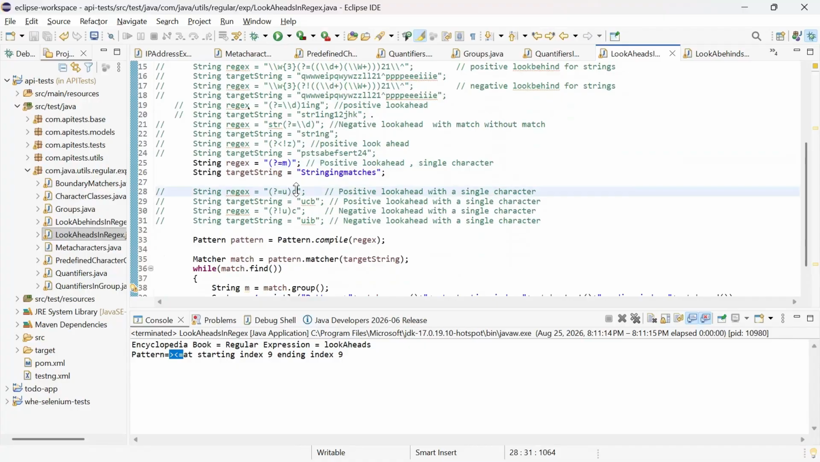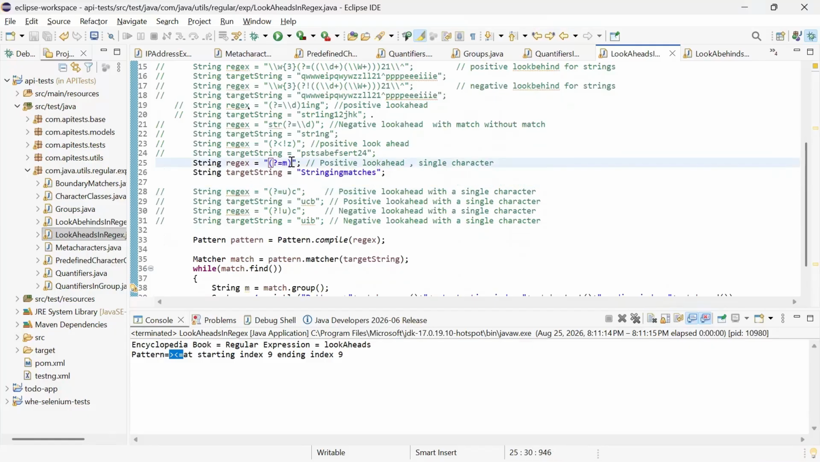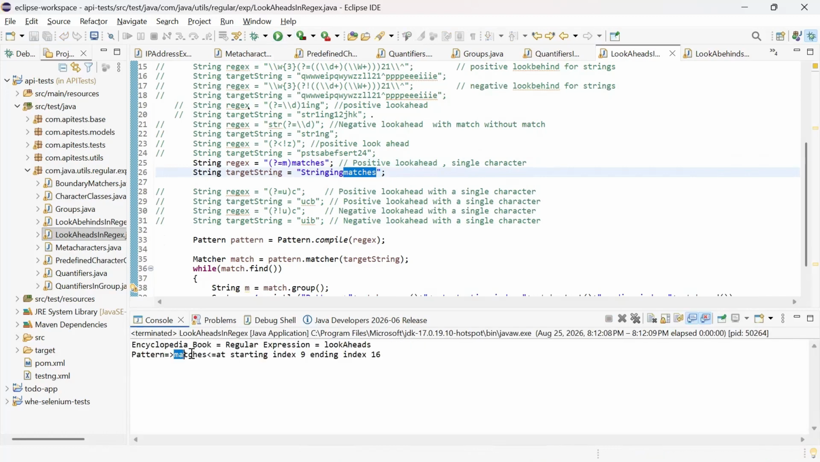Right? Now let me move to the fourth character here. We have a question mark, and then we have "matches". So if I write matches here, then it will give you matches. You see, it has given us matches. Again, the starting index is 9, ending index is 16. Right? So this is the one example with lookaheads we have.